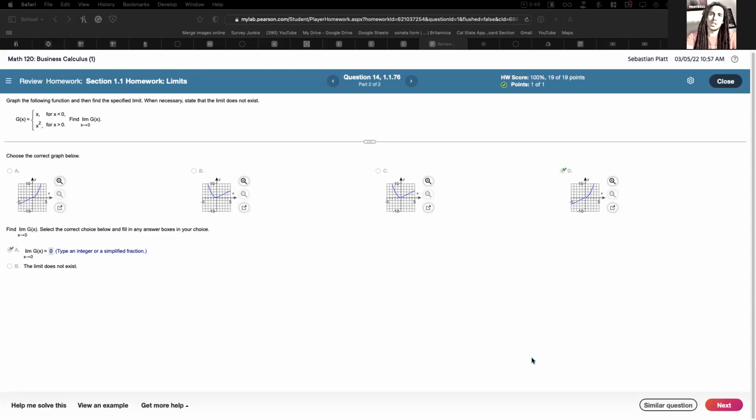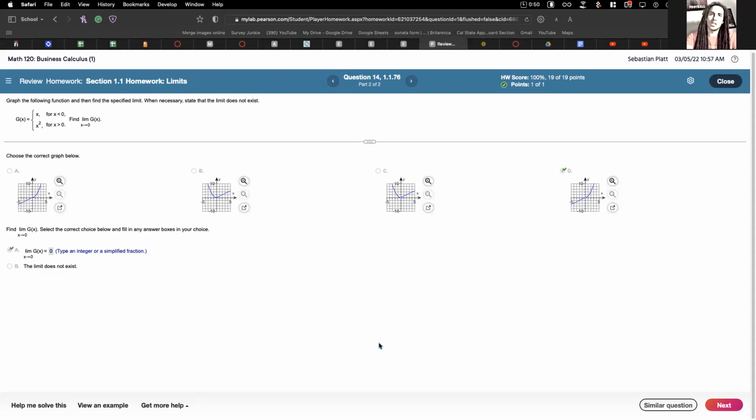Graph the following function and then find the specified limit. When necessary, state that the limit does not exist. So g of x equals x when x is less than 0 and x squared when x is greater than 0. First, we must find the correct graph below, and then we must find the limit when x equals 0.